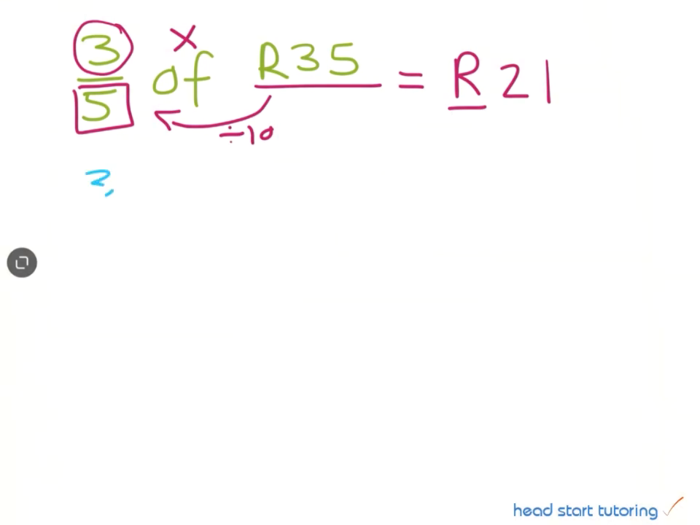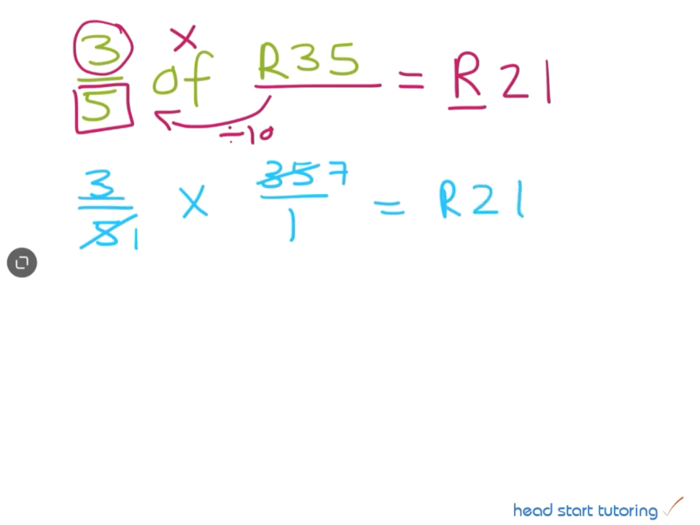Another way of working this out is saying 3/5 of, which is equal to times 35 over 1. So because 35 is a whole number, we put it over 1, and then we just cross cancel. So 5 into itself once, 5 into 35 7 times, and then again 3 times 7 is 21.